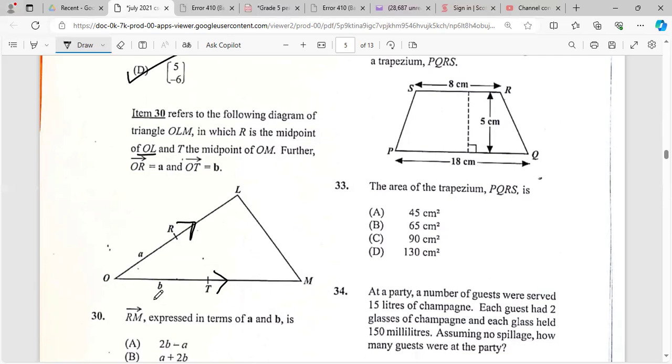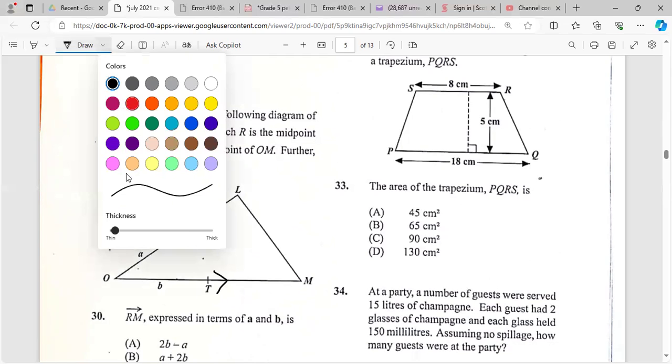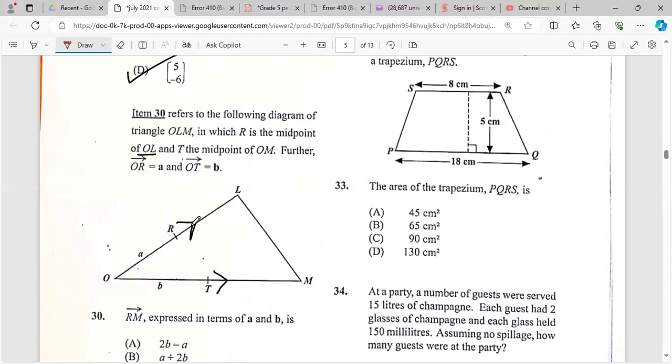And they want us to find from R to M. So that means we're going to go from R to M. I'm going to take this route from R, since it's a midpoint, right? And then we go all the way to here.